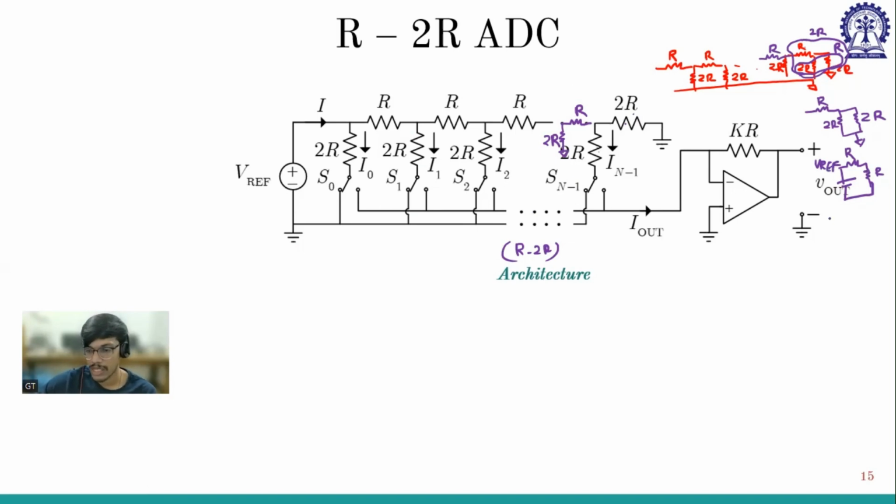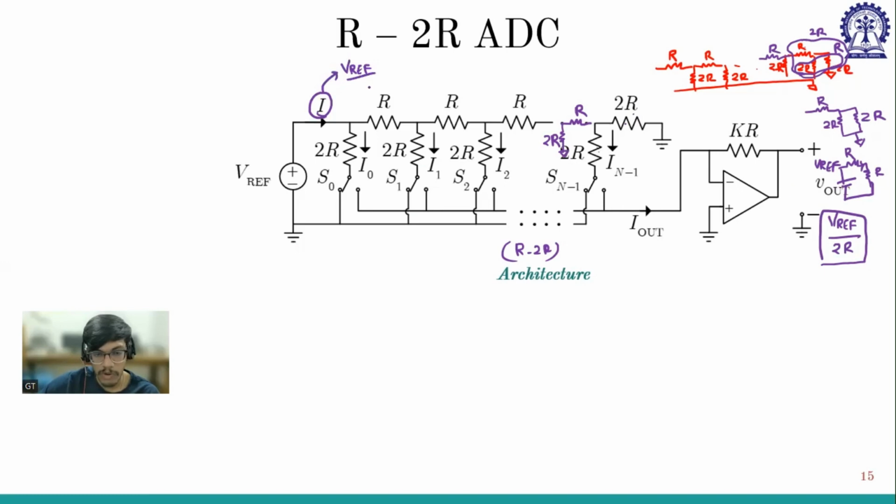So now what is the current? V reference by 2R. Current in this, right? Understood until this point? Yes. So the current into the op-amp is 2R. In this branch, I is V reference by 2R.